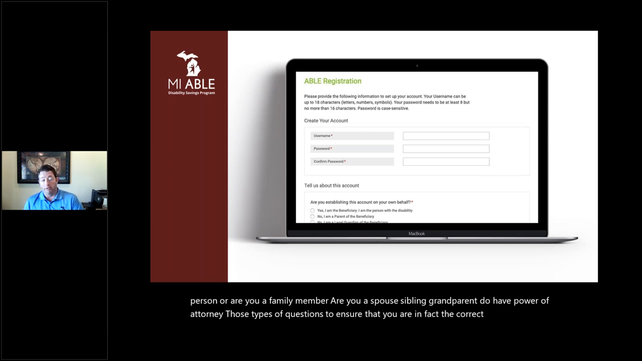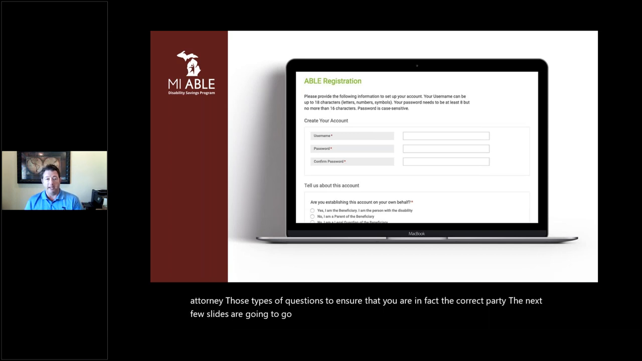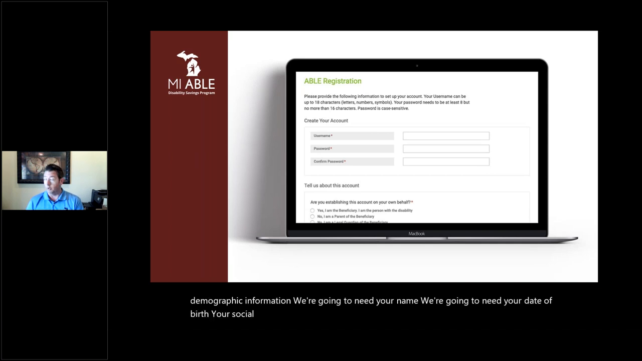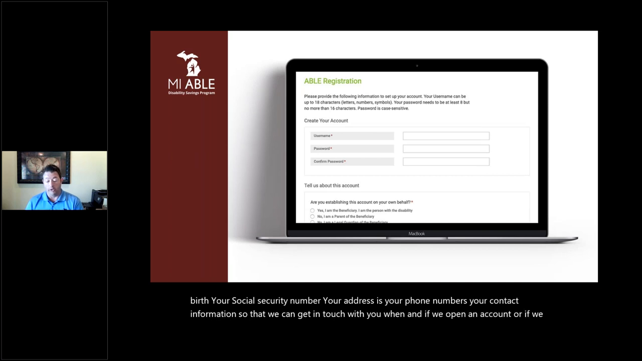The next few slides I'm going to go through relatively quickly because at the end of the day, this is a financial transaction. This is you essentially opening up an investment account with the state of Michigan through the ABLE program. So we are going to need a lot of demographic information. We are going to need your name, your date of birth, your social security number, your addresses, your phone numbers, your contact information so that we can get in touch with you when and if we open an account or if we have other questions for you.